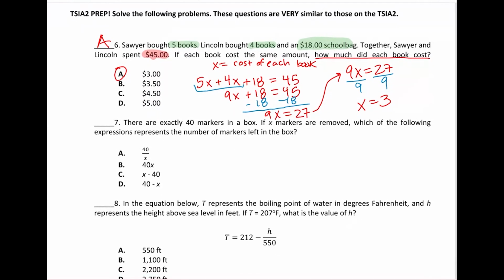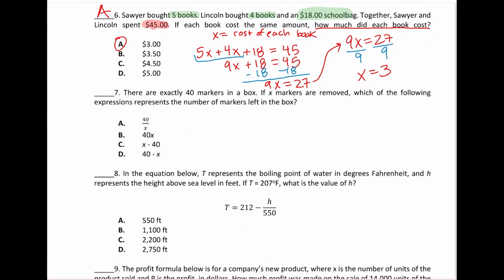Number 7 says there are exactly 40 markers in a box. If X markers are removed, which of the following represents the number of markers left in the box? So here you don't actually have to solve anything. You just have to set up the expression that it's saying. So you start with 40 markers and you remove X markers from the box. So we're going to subtract X, and that's about it.